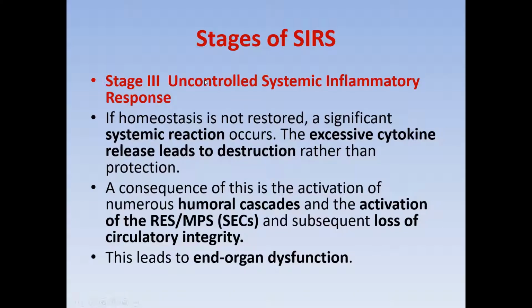Then we have stage 3, which is the uncontrolled systemic inflammatory response, the more severe form. In these cases, homeostasis is not restored, and there is a significant systemic inflammatory reaction with excessive cytokine release, probably leading to cytokine storm, which you all know happens in various types of infections, such as, of course, COVID-19. Some people develop the cytokine storm. And as a consequence of this activation, there will be activation of numerous humoral cascades and the subsequent loss of circulatory integrity that will lead to end organ dysfunction.